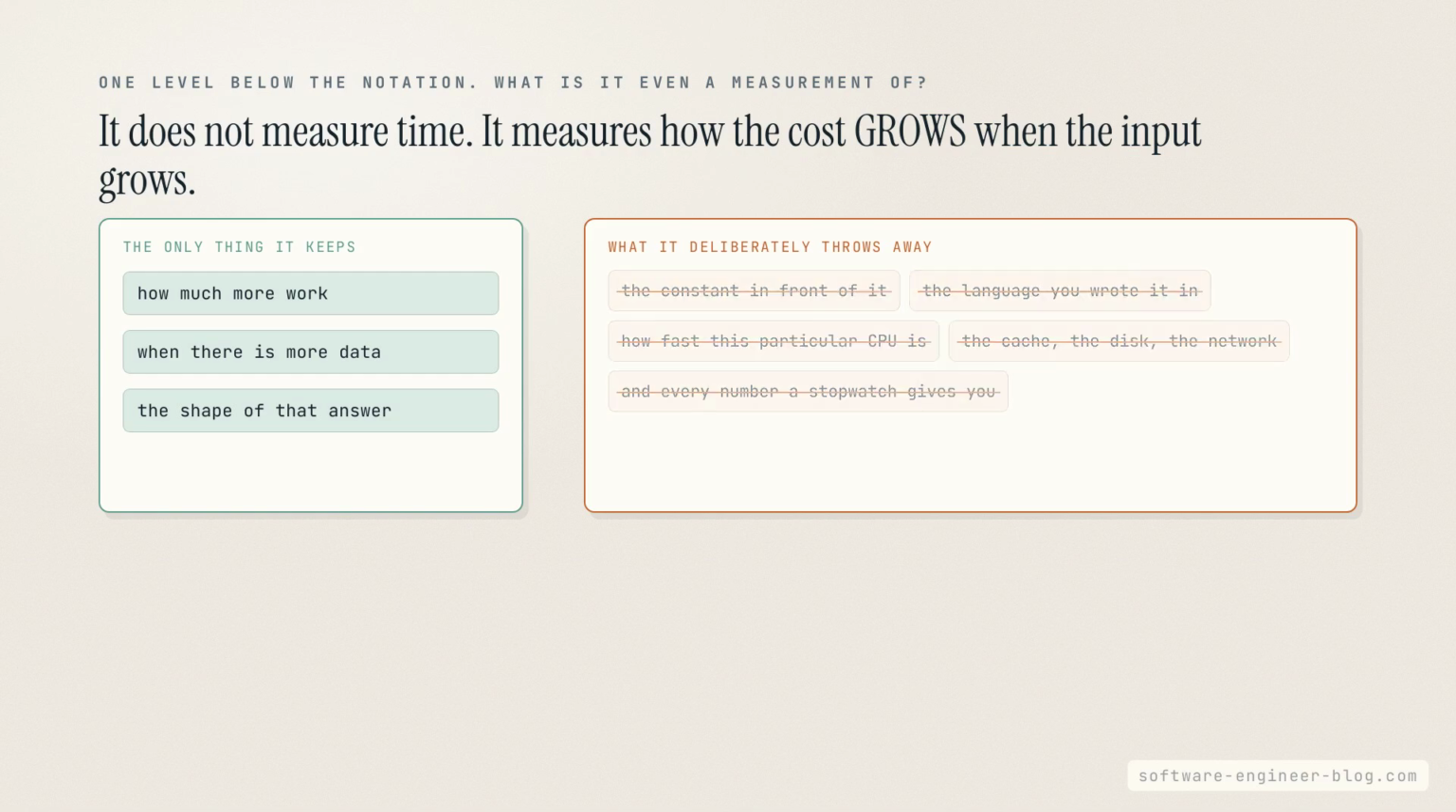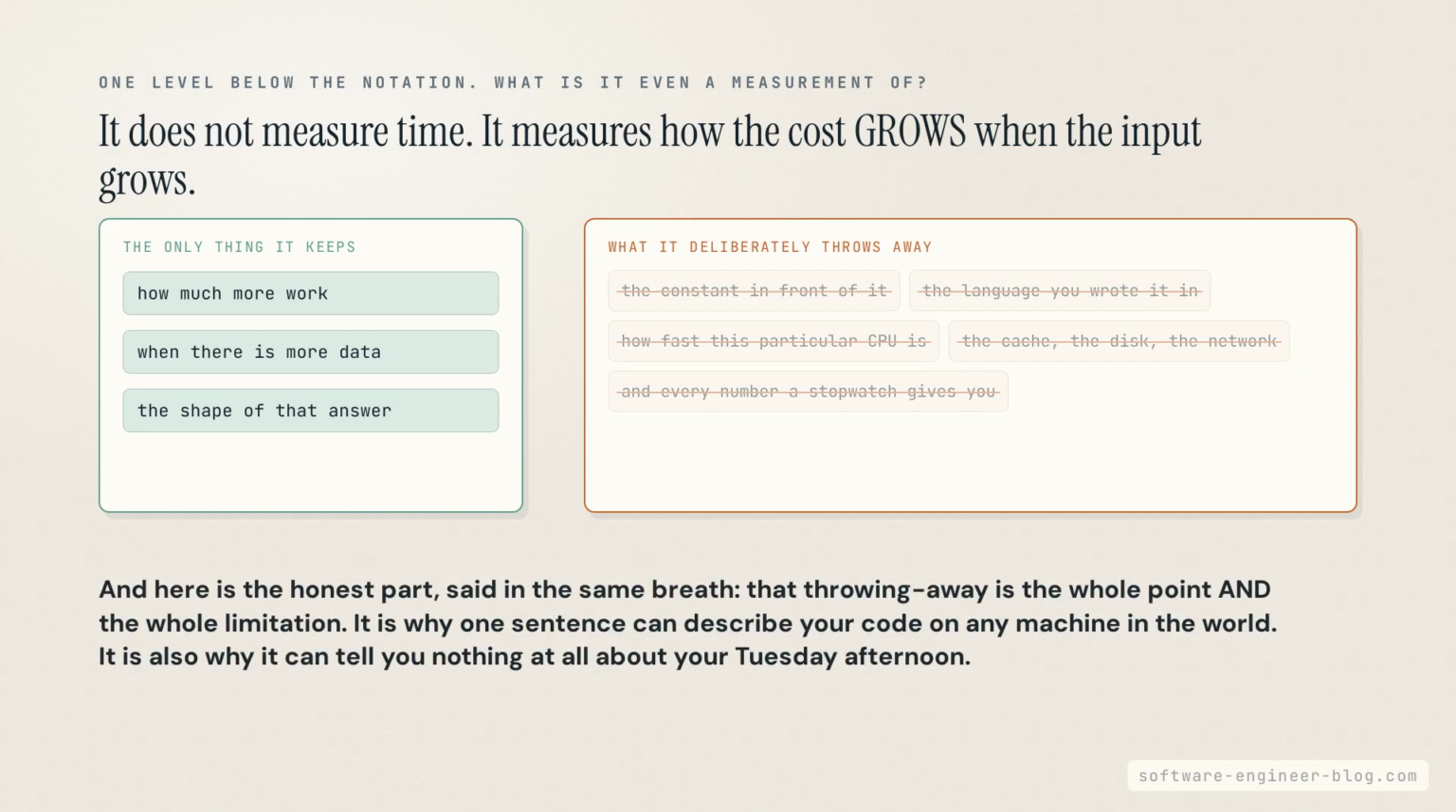Here is the honest part, and I want to say it in the same breath as the did part. That throwing away is the whole point, and it is also the whole limitation. It is why one short sentence can describe your code on any computer in the world. It is also why that same sentence can tell you nothing at all about your Tuesday afternoon.